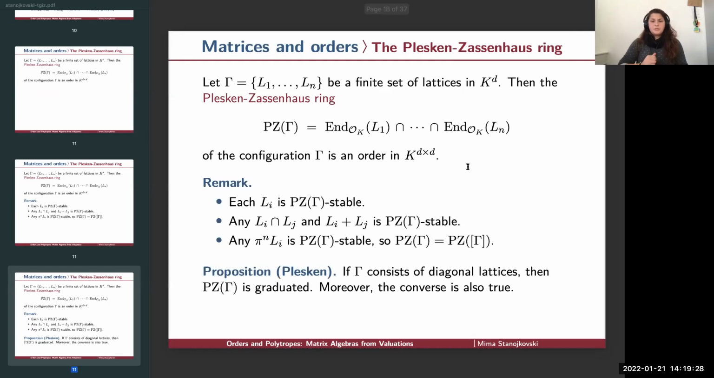And here's a proposition that tells us that if gamma consists of diagonal lattices, which means, if you remember, of the form LU, all with respect to the same basis, then PZ gamma is graduated. Namely, it can be defined as lambda m for a matrix M. And the converse is also true. So if I start with the graduated order, then the defining lattices will all have compatible bases. Are there questions so far?